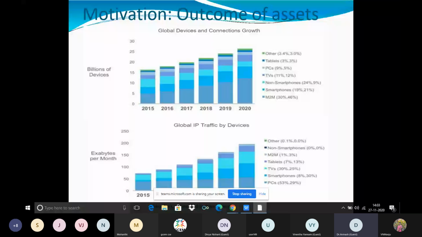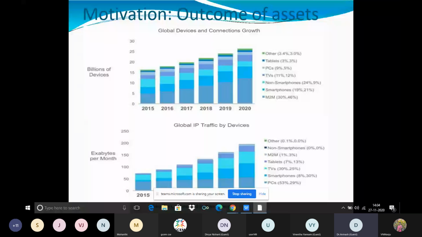we can see that there are billions of devices, starting from 2015 into 2020. There is global IP traffic from the devices across 2015, 2016, 2017, 2018, 2019, and 2020. We have a huge market share here. Mobile-to-mobile communication is happening at more than 30%, in the range of 30% to 46%.